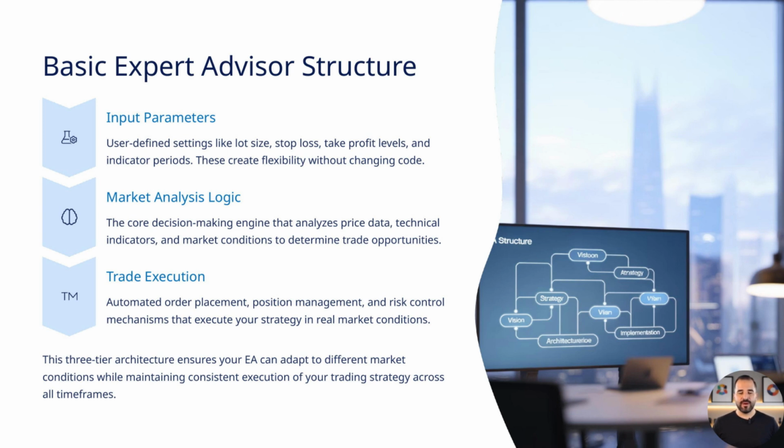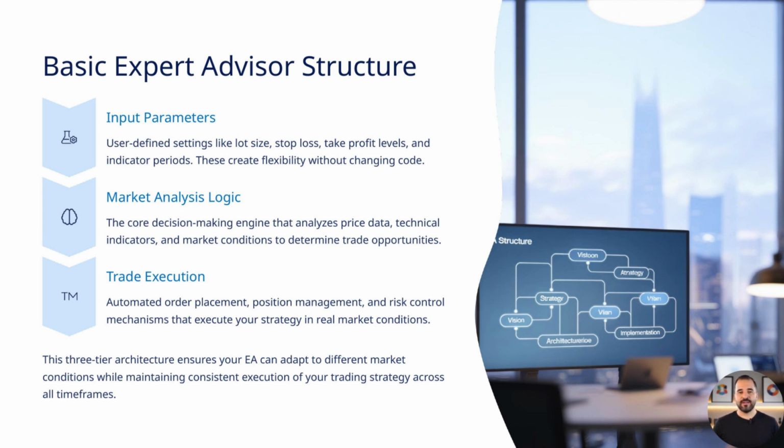First are the input parameters. These are settings the trader can adjust without touching the code, like lot size, stop loss levels, or indicator periods. Inputs make your EA adaptable, so the same code can be reused with different strategies or market conditions. Next comes the market analysis logic. This is the brain of the EA.